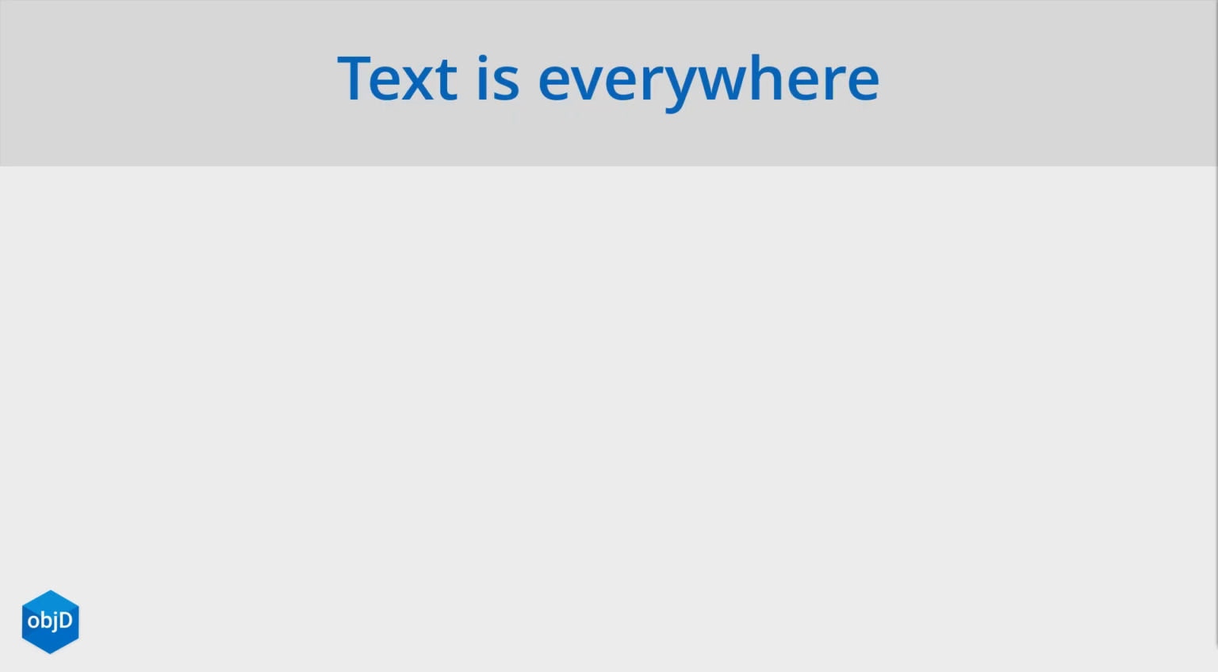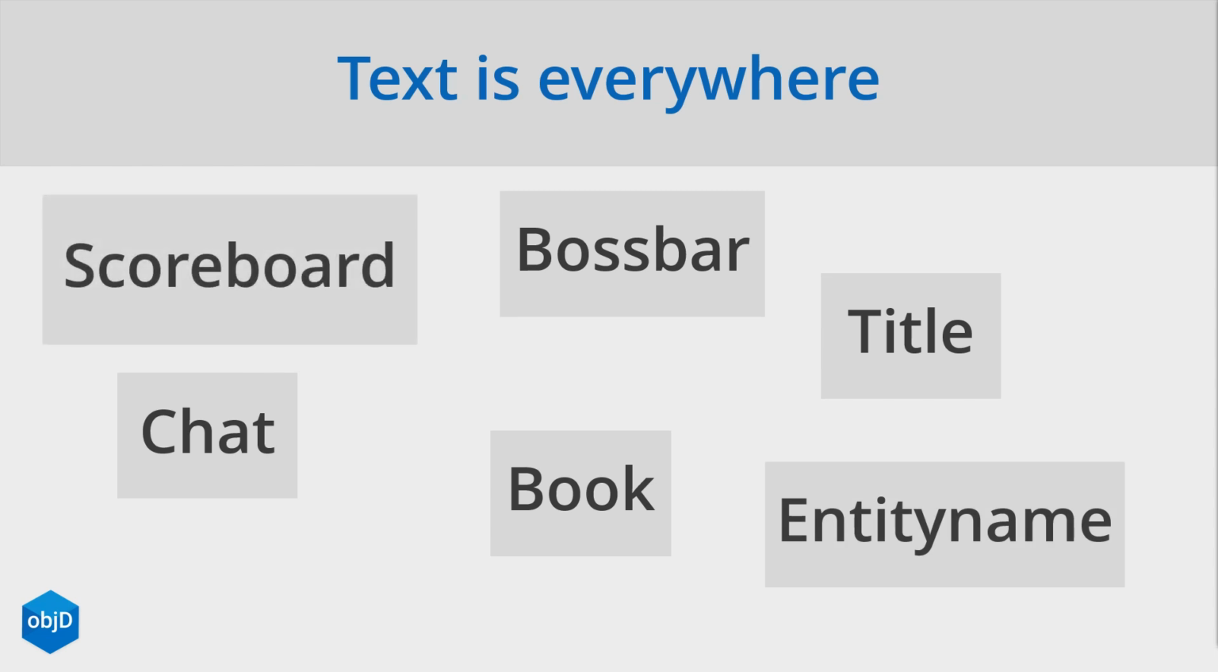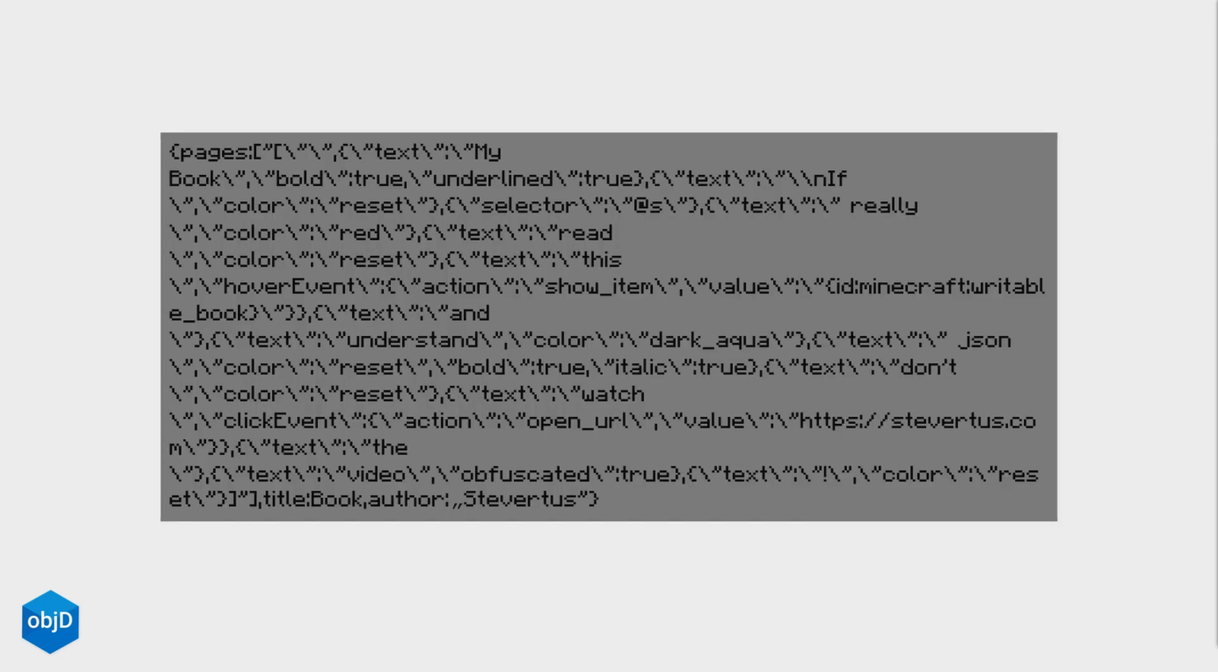In this episode we will take a look at text in Minecraft. And text is literally everywhere. In the chat, in a book, as boss bar, title, entity name, in a scoreboard, or lore for an item. With a data pack you can modify all of it. Well, in the end this can result in very complex structures.